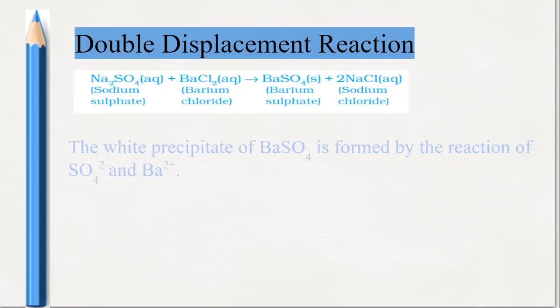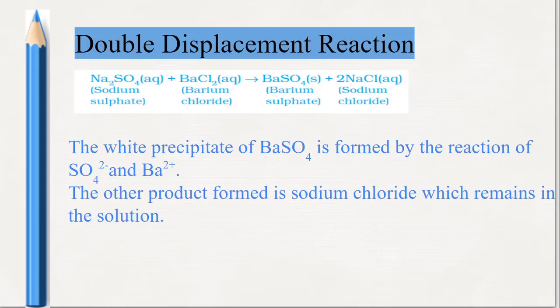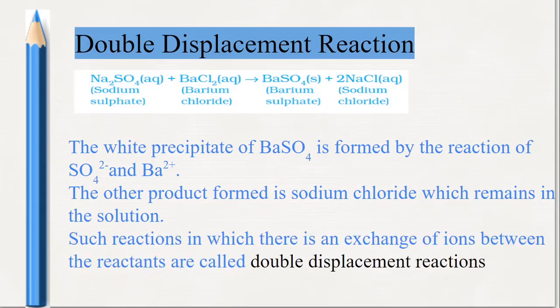What causes this? The white precipitate of BaSO4 is formed by the reaction of SO4 2 minus and Ba2 plus. The other product formed is sodium chloride, which remains in the solution. Such reactions in which there is an exchange of ions between the reactants are called double displacement reactions. So here is the definition for the double displacement reaction.